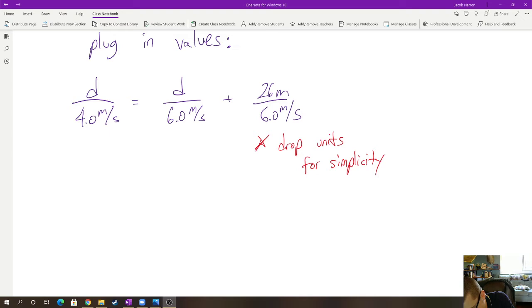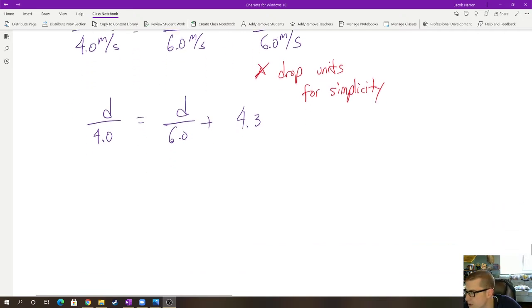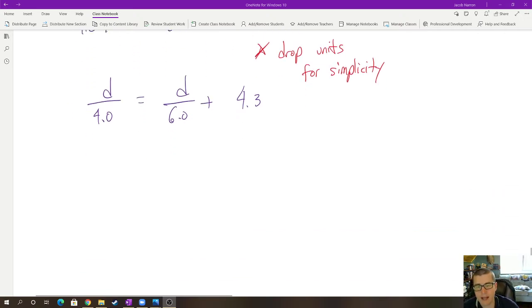So now I have d over 4.0 is equal to d over 6.0 plus, I think you end up getting 4.33 repeating. I'm just going to write it as 4.3 for right now. Okay, and so we end up getting this because I did 26 divided by 6. That's where the 4.3 comes from. Okay, and so at this point, we need to go ahead and try to start getting rid of some of this stuff. So first thing, I'm going to multiply the whole right side times 6.0.